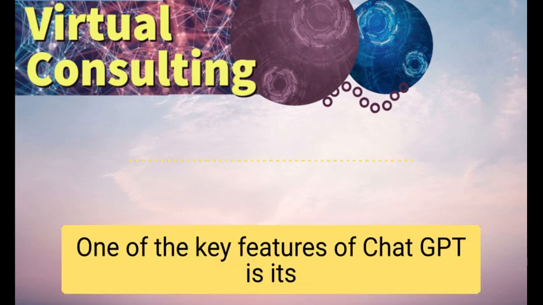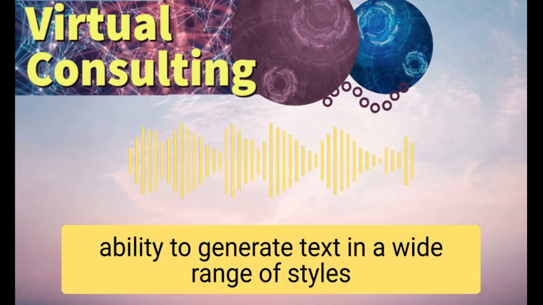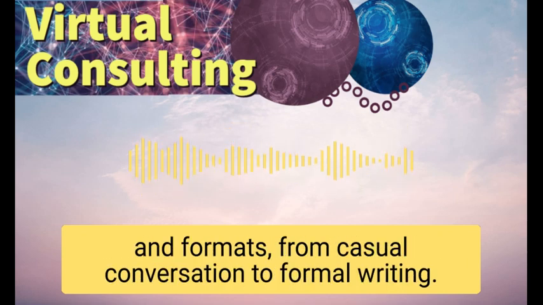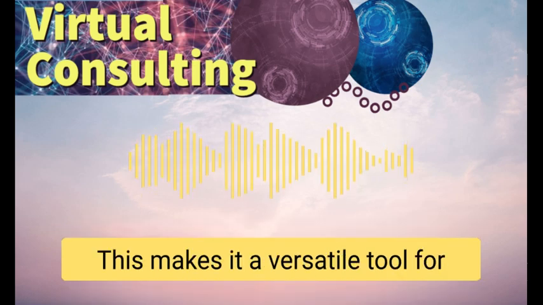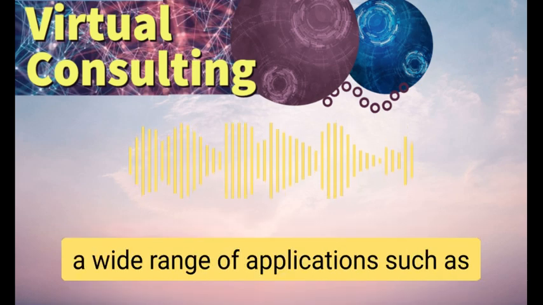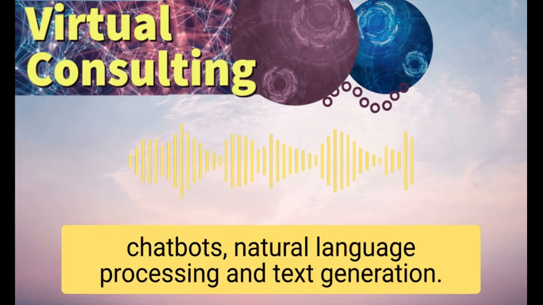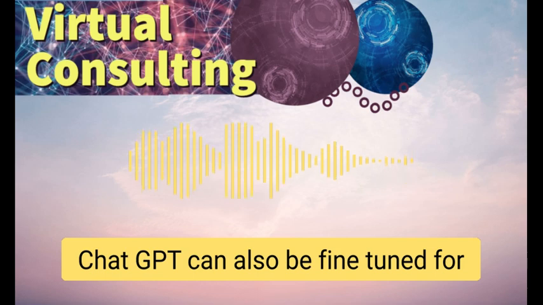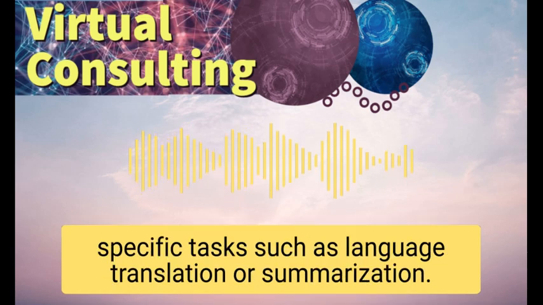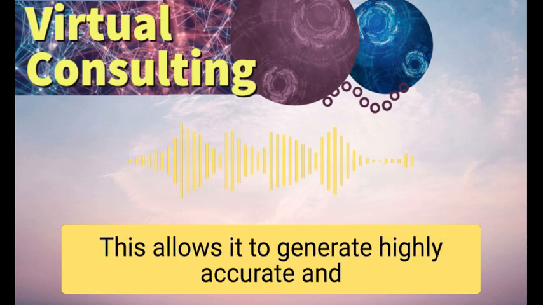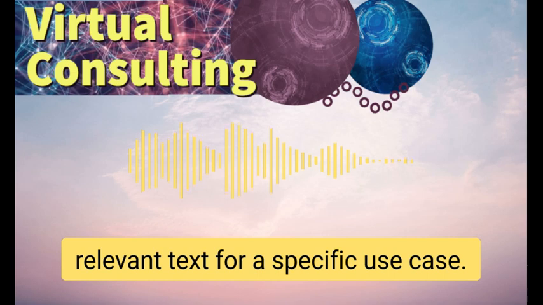One of the key features of ChatGPT is its ability to generate text in a wide range of styles and formats, from casual conversation to formal writing. This makes it a versatile tool for a wide range of applications, such as chatbots, natural language processing, and text generation. ChatGPT can also be fine-tuned for specific tasks, such as language translation or summarization. This allows it to generate highly accurate and relevant text for a specific use case.